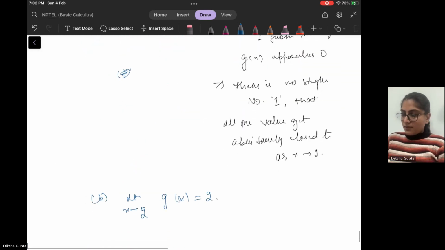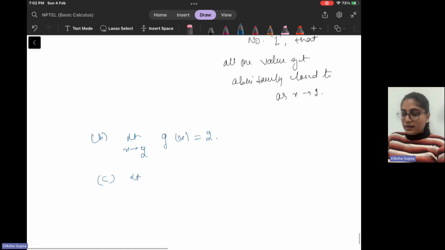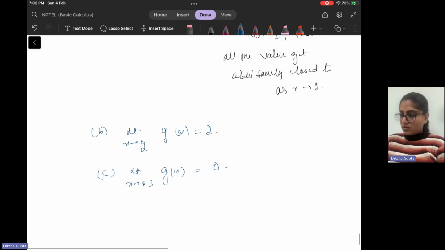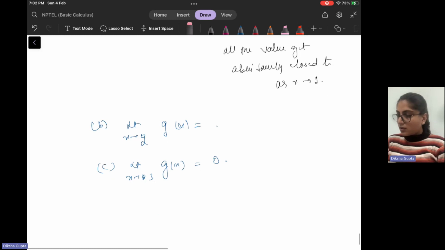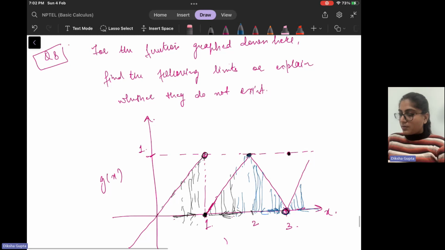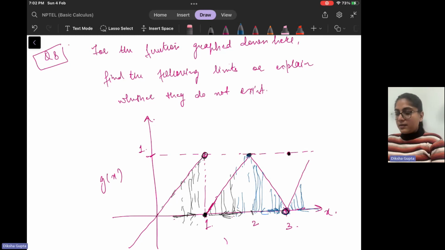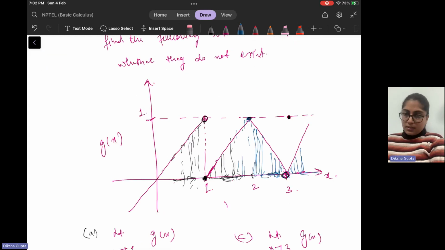So the limit exists again at the point 3, and g(x) is 0. So this is 1, not 2. g(x) is approaching this point 1, here 0, and here the limit does not exist. So this was kind of an example where there exists a point in the domain of the function where the limit does not exist.